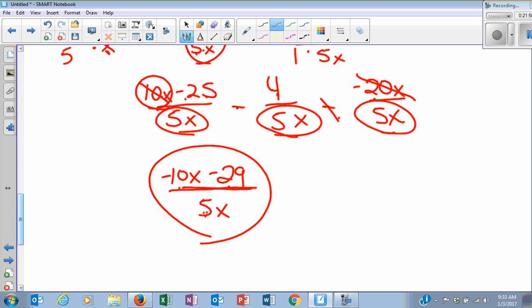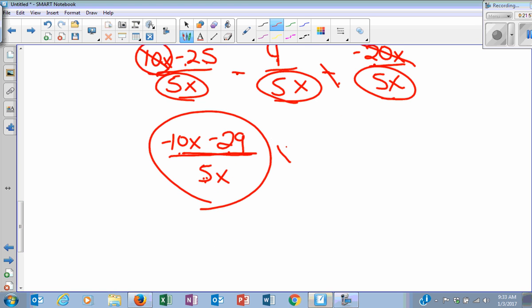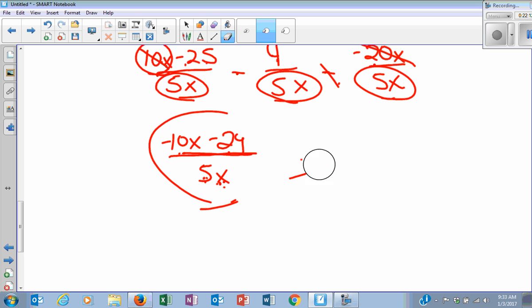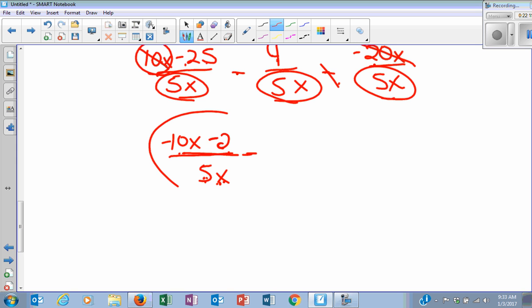With the final thing being the restriction, what is x not allowed to equal? What would make the denominator 0 is if x is 0, because 0 times 5 would be 0, which is not allowed to happen. Actually, it needs to be part of the answer. So that's my final answer.